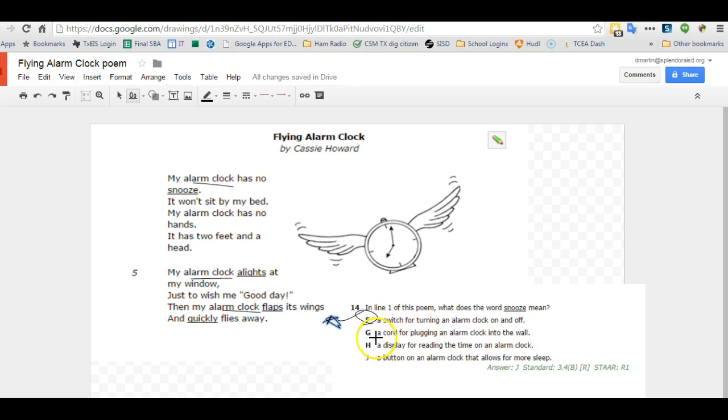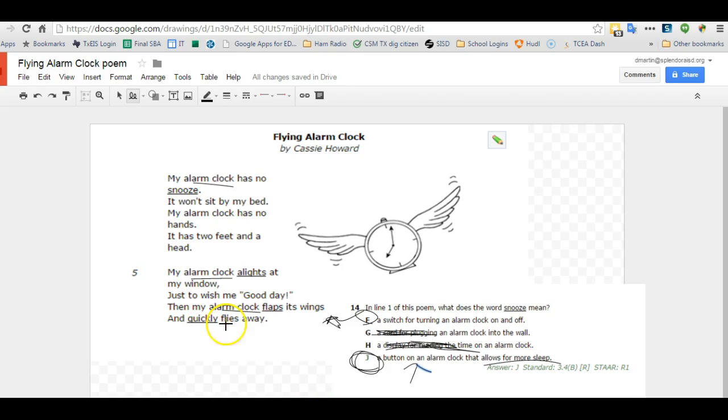And then we go to G, a chord for plugging in an alarm clock. We don't like that. H, display for reading the time on the clock. Now that doesn't make any sense to us. Then we have J, a button on the clock that allows for more sleep. Now that's a little more accurate and a little more descriptive than what we had up here. I think I like this answer better. This isn't a terrible answer, but this is a better answer. And on multiple choice questions, we always have to pick the best answer.